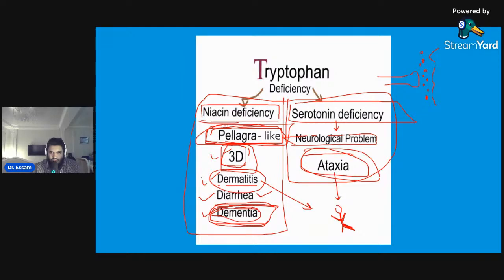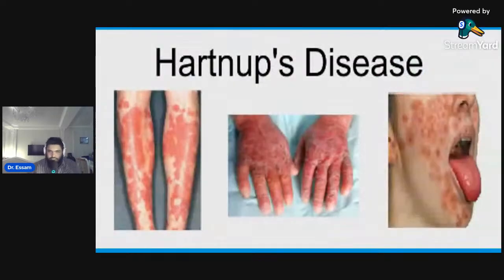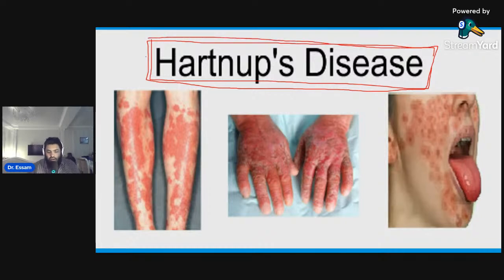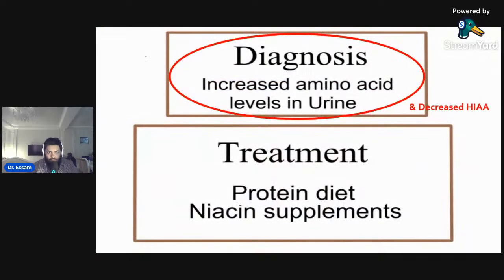Diarrhea, I don't think I need to ask you all, right? Okay, and finally, the name of the disease. So, the name of this disease, my dear students, is Hartnup's disease. Okay, so the disease related to tryptophan metabolism is Hartnup's disease. Okay, how do we diagnose this?